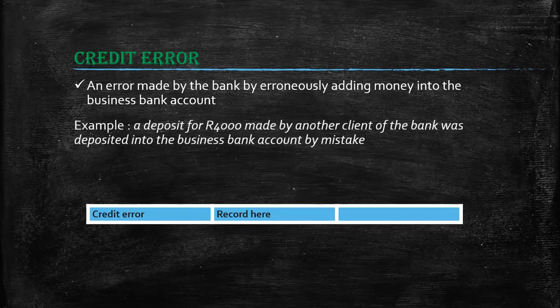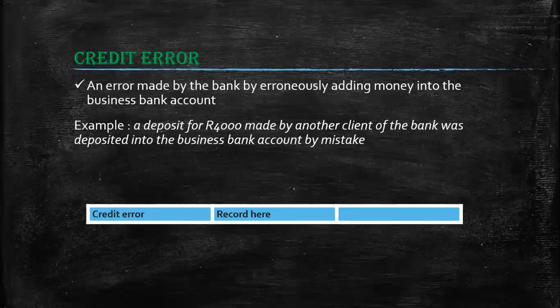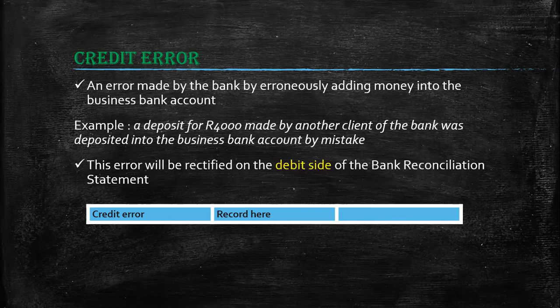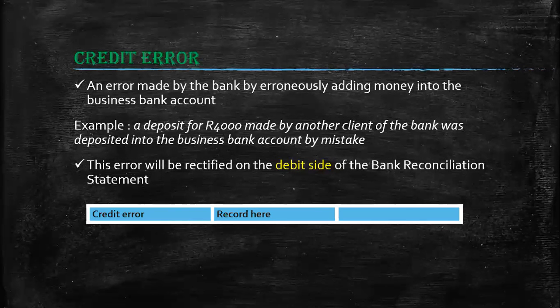Here's an example. A deposit for 4,000 made by another client of the bank was deposited, was added into the business's bank account by mistake. Now, where do we record this error? This error should be recorded on the debit side of the bank reconciliation statement. As you can see, it says record here. This is the debit side, the left side, and on the other side is the credit side.